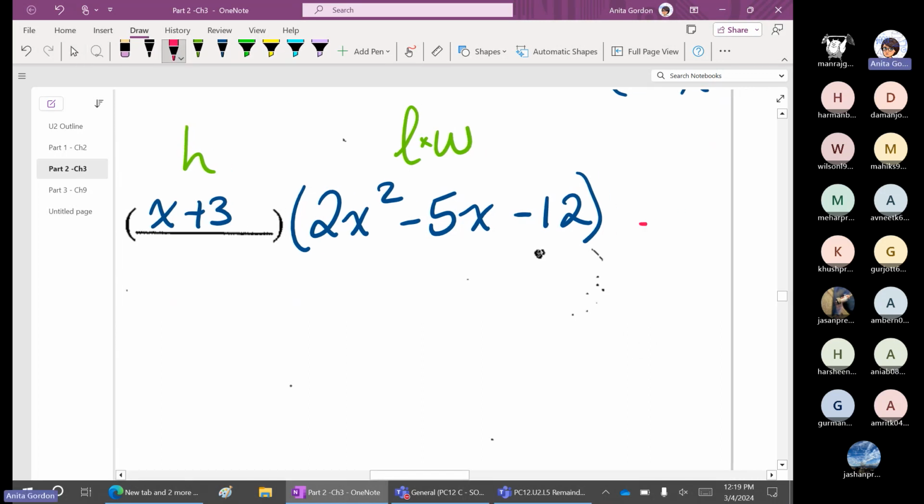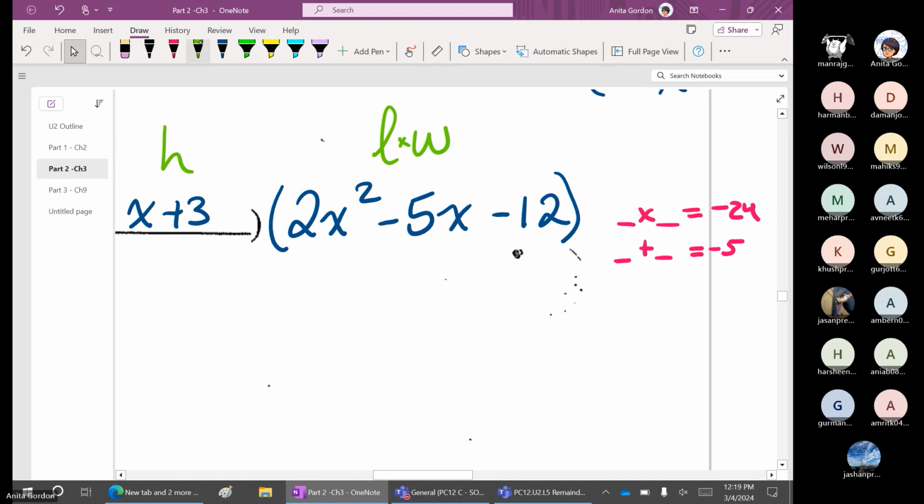What numbers do I need? I need two numbers that multiply to negative 24 and two numbers that add to negative 5. Say again. Negative 8, positive 3.